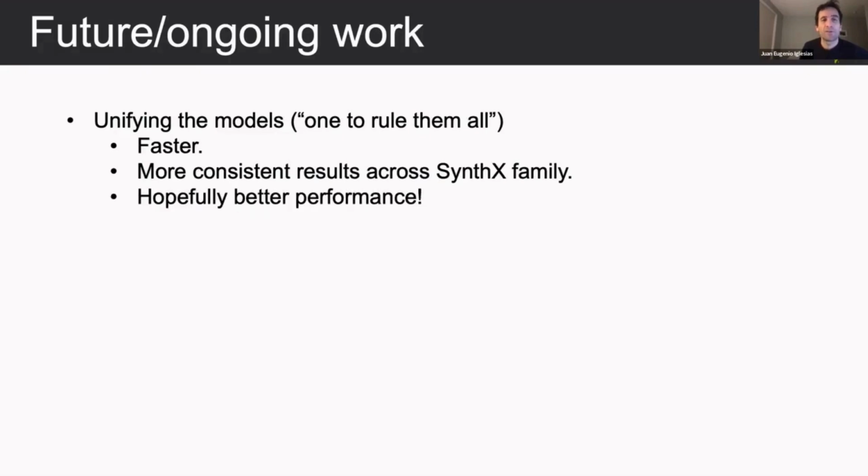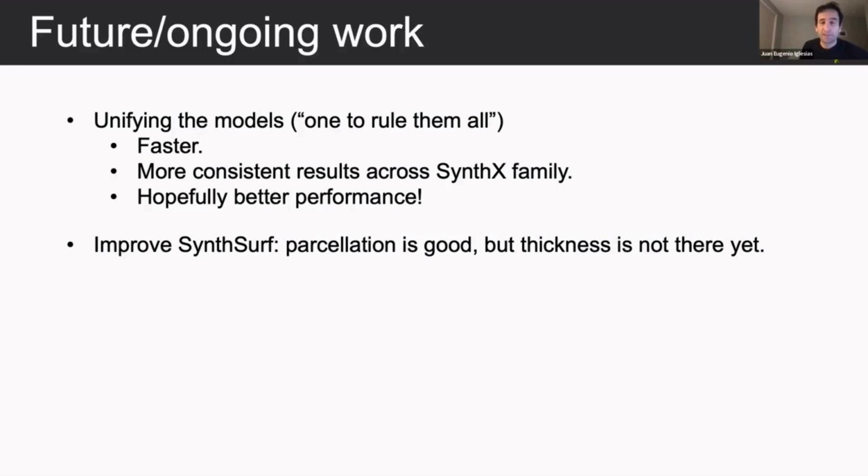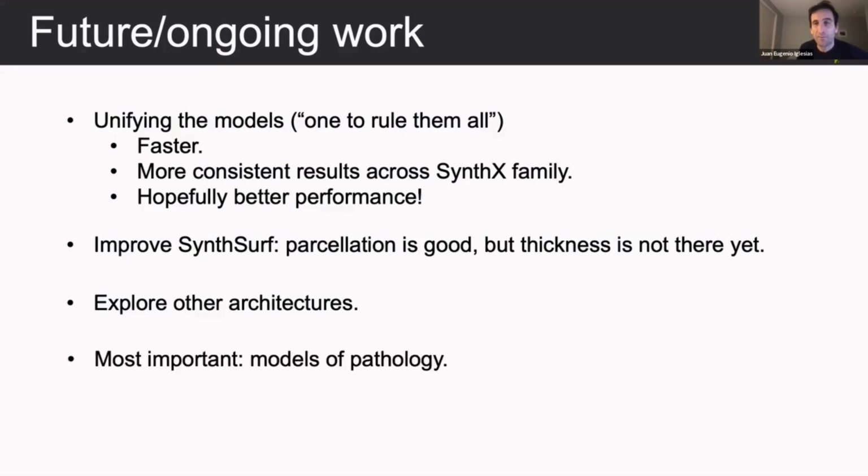And in terms of future work, we are currently working on unifying the models, so it's faster and hopefully more robust and more accurate. Like I said, improving the surfaces to get better accuracy, because the thickness is not there yet. And a bit more boring, but we should probably also do it, is exploring other more modern architectures, right? And crucially, probably the most important thing, trying to model pathology a bit better. And anything else you come up with.